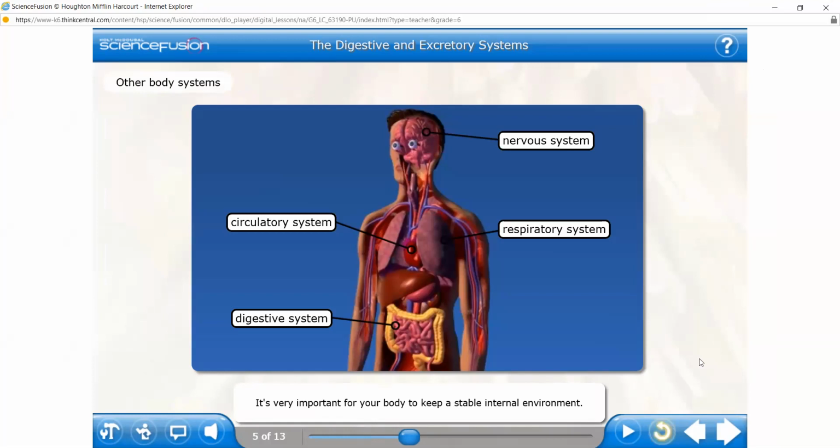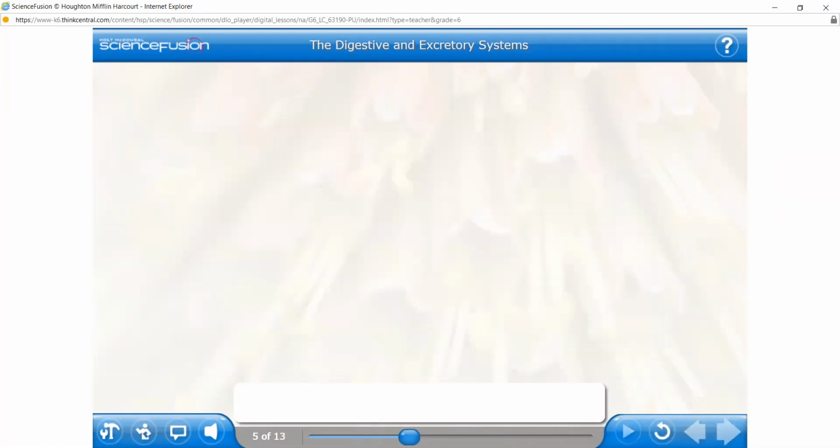And again, you have drawn the structure of the urinary system.